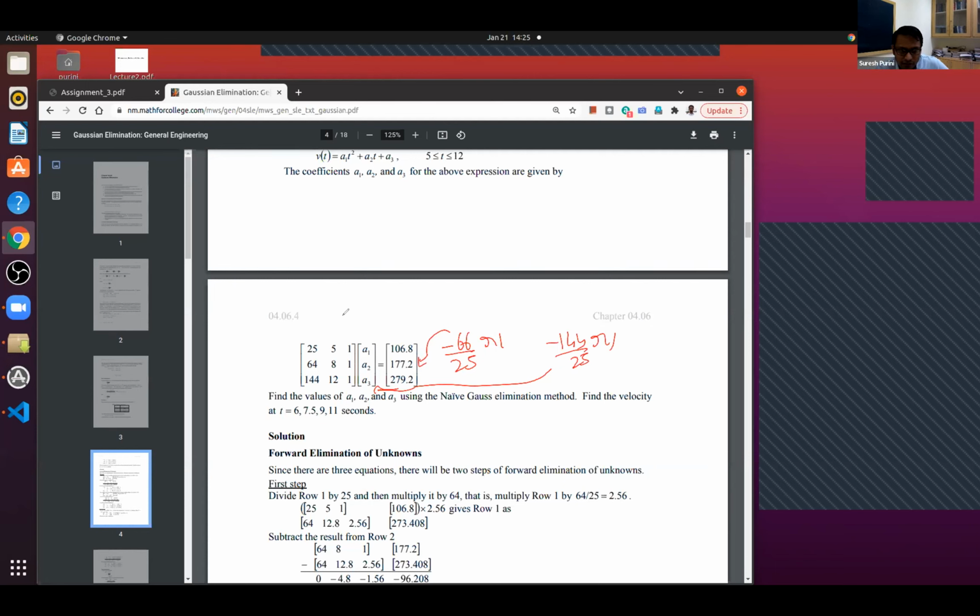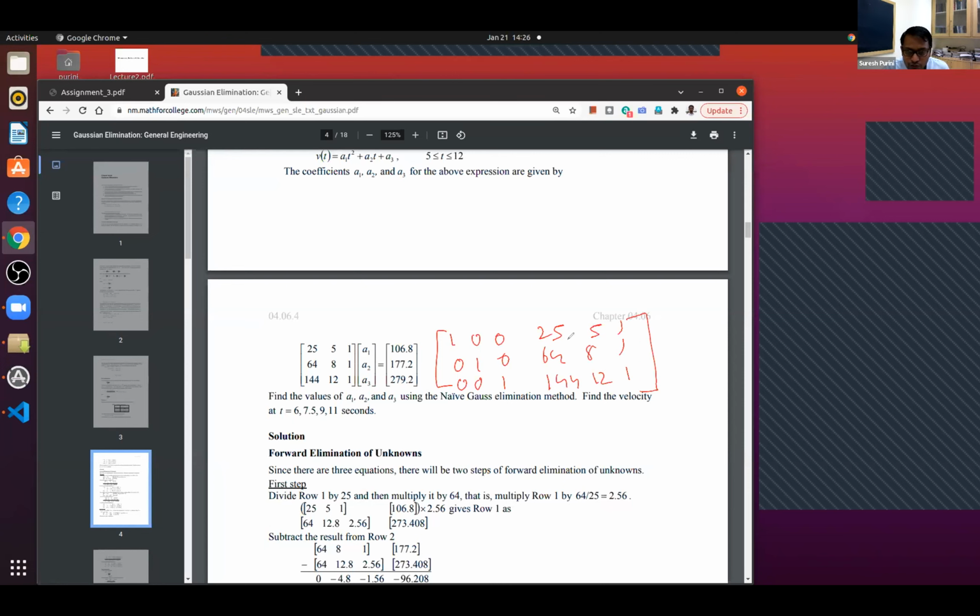And during this process, this 64 becomes 0 and this becomes 0. And actually, as we are doing this process, we can keep track of what is happening by making use of a matrix. So we have a matrix like 1 0 0, 0 1 0, 0 0 1 alongside 25 5 1, 64 8 1, and 144 12 1.